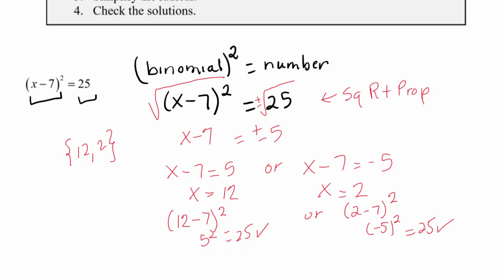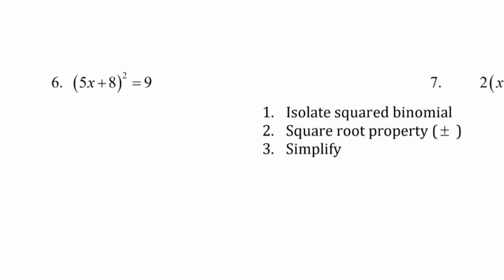Okay, let's go to the next one. So this is what I was talking to you about. In number 6, we have a binomial squared equals a number, right? So anytime that we have a quadratic like this, the square root property is a really good method. We are going to isolate the squared binomial. In number 6, that's already been done for us. We've got the squared binomial by itself on the left, the number on the right. So we're ready now to go to the square root property.